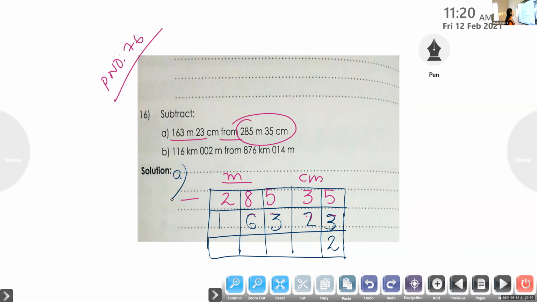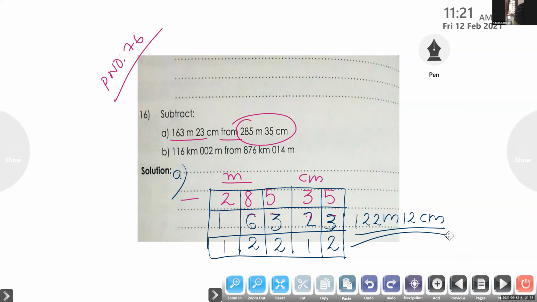Now, 5 minus 3. Take 5 fingers, close 3 fingers. You will get 2. 8 minus 6. Take 8 fingers, close 6 fingers. You will get 2. Then 2 minus 1 is 1. So the answer is 122 meter 12 centimeter. First you have to write 285 meter 35 centimeter. After that only you write 163 meter 23 centimeter.